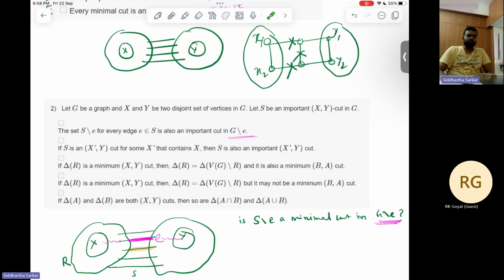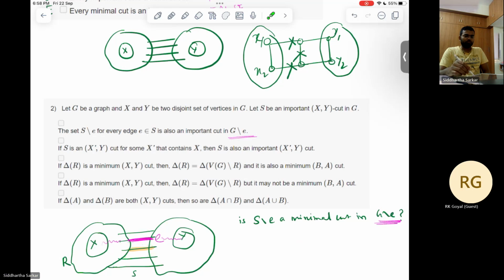So we were saying that we have been able to establish that S minus E is definitely a cut in G minus E. But now we want to ask whether it's a minimal cut or there is a smaller cut than the size of S minus E. If there is a smaller cut, then there would be a smaller cut than S in G, right? So let us say that the minimum cut size in G is 5. Let us say this is the 5 edges only, so mod S is 5.